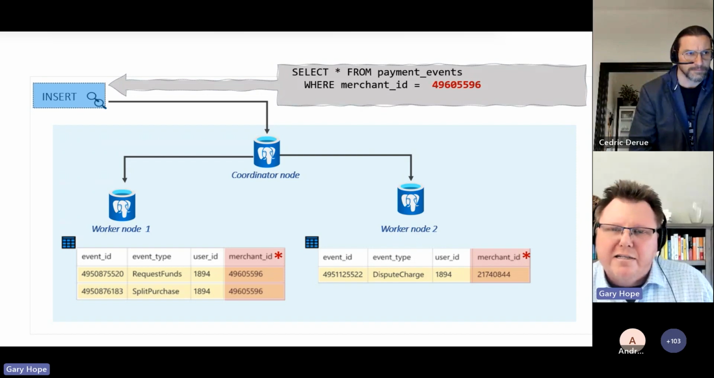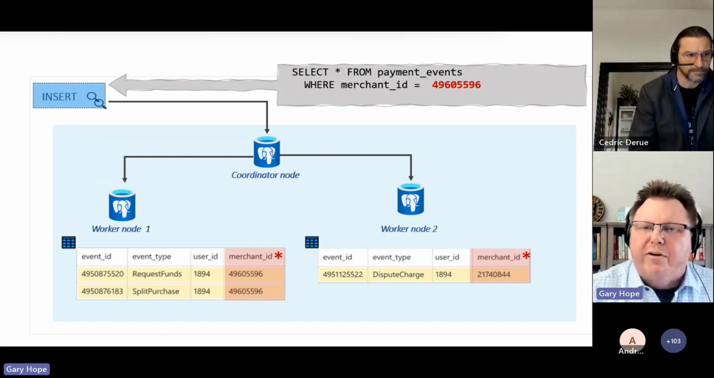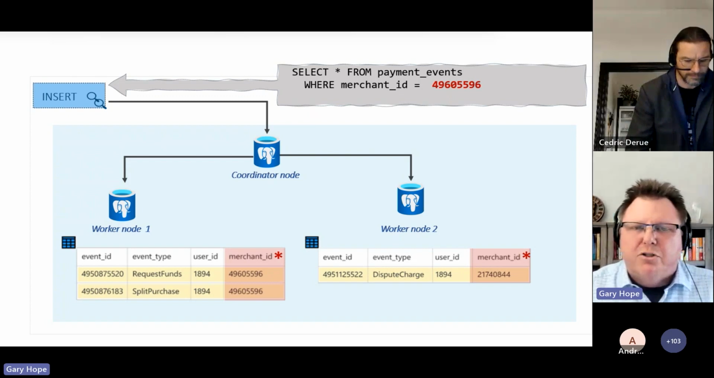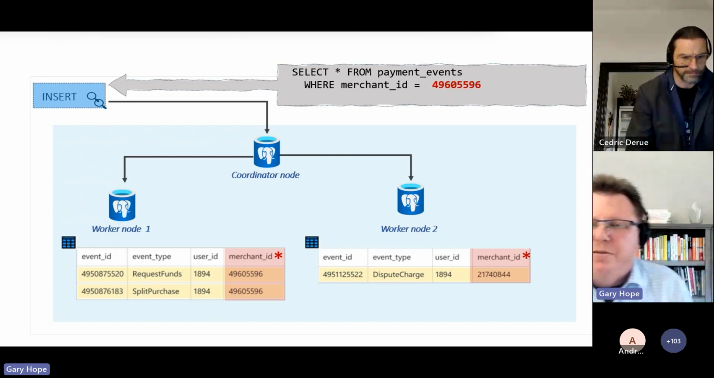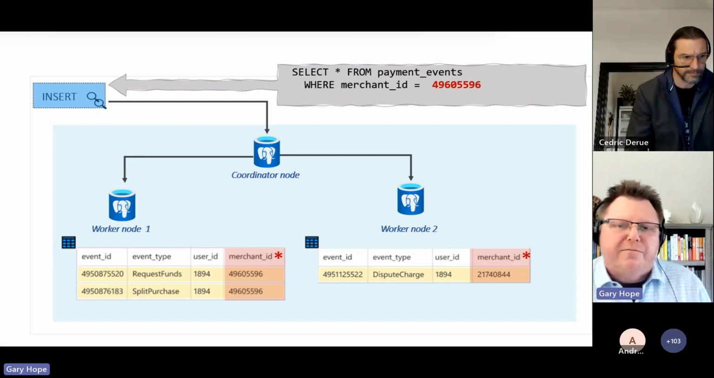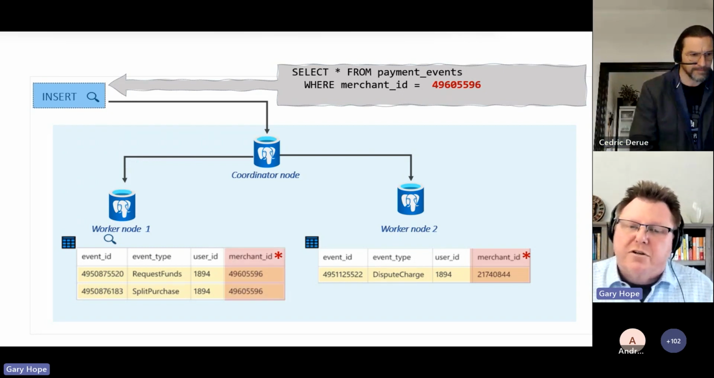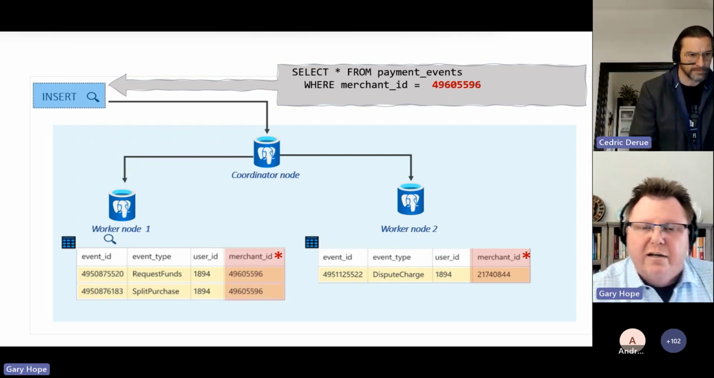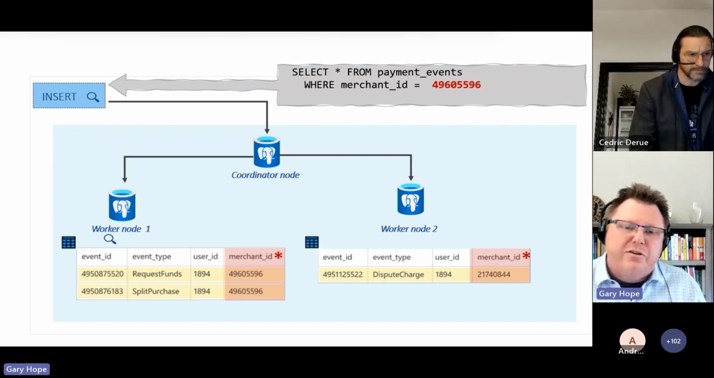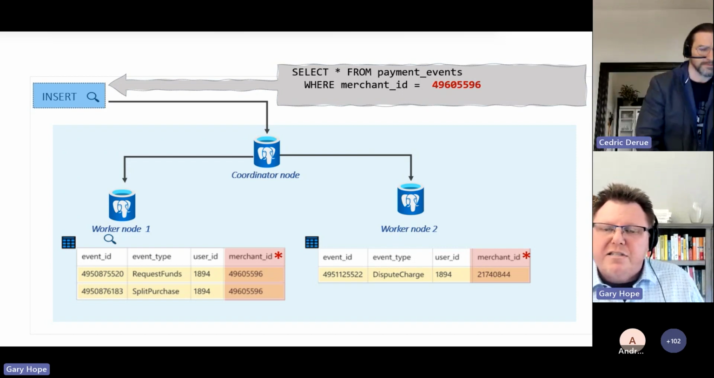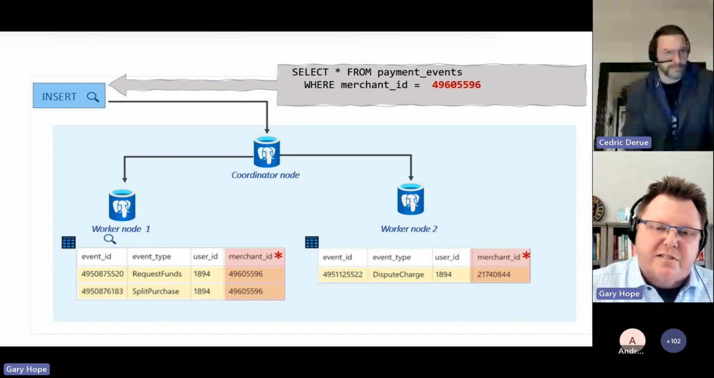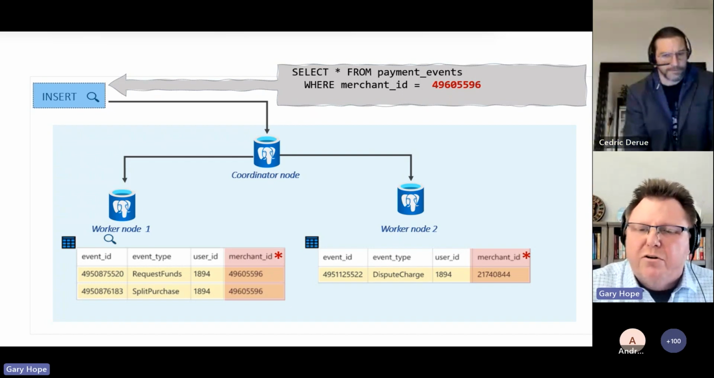Here, we're now looking at a query for all rows for a single merchant. A query with a where clause that filters on the merchant ID with a value ending in 596. The coordinator would receive the query, assess the filter clause by looking up the hash of the filter values. It would forward it only to those nodes that are needed, in this case, worker node 1. Worker node 1 would execute the query, return the results to the coordinator, which would in turn return the results to the client. Only a single node was required to process the data for this single merchant, as this was the only node where that data was stored.